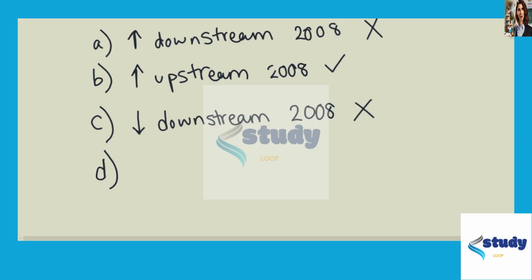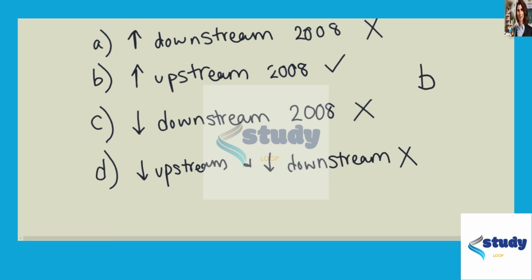Option D states that there is a predator in both the downstream and the upstream. We know that this is false because we see increases in both populations in 2008. So we can go ahead and cross out option D. Based on the data provided, we can reason that option B is correct.